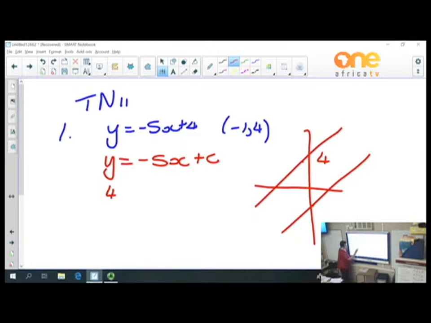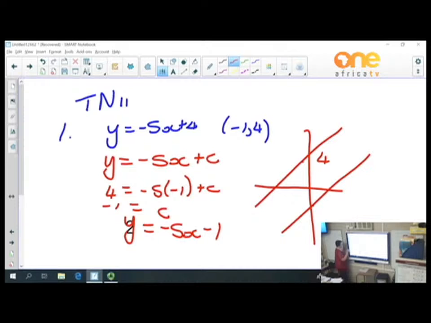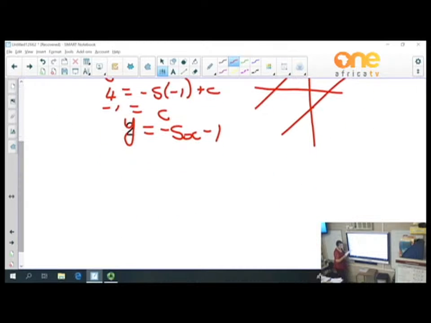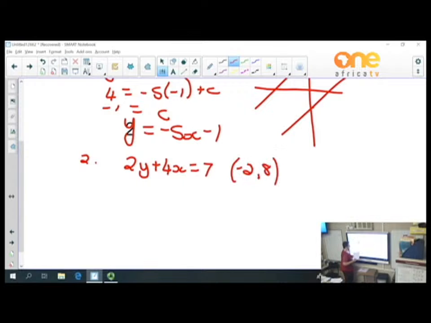And then I substitute 4 is equal to negative 5 times negative 1 plus c. So what is your c? So my equation is y equals negative 5x minus 1. This is what we want now here at this stage. The next one, number 2, says, determine the equation of the straight line which is parallel to 2y plus 4x is equal to 7, and it passes through the point negative 2, 8. The problem with this one is it is not in standard form. I don't have a gradient now here. So what must I do first every time, Ruan?